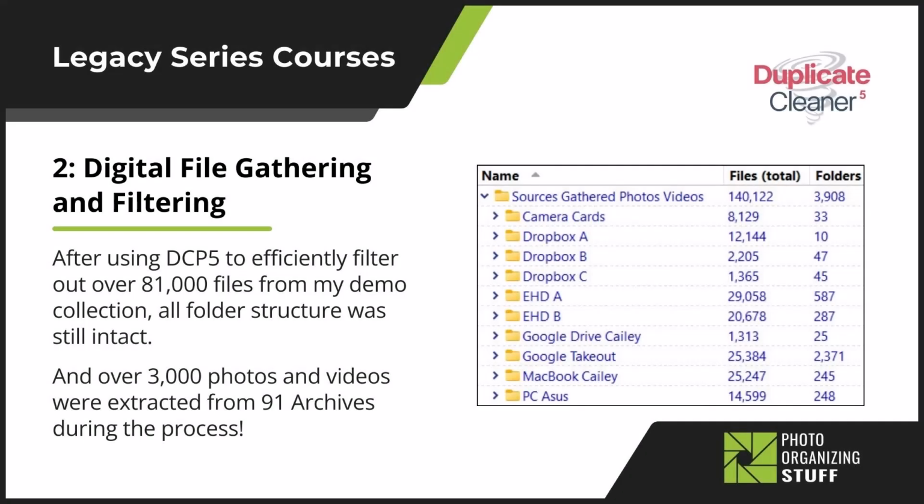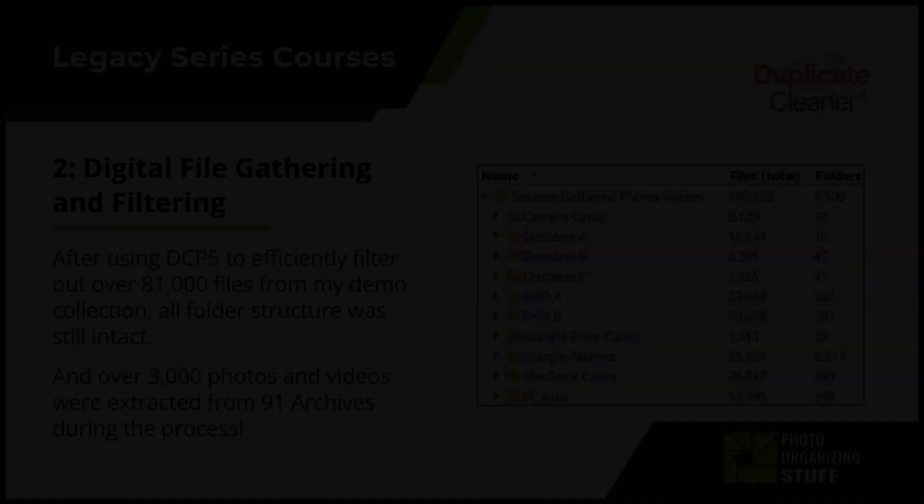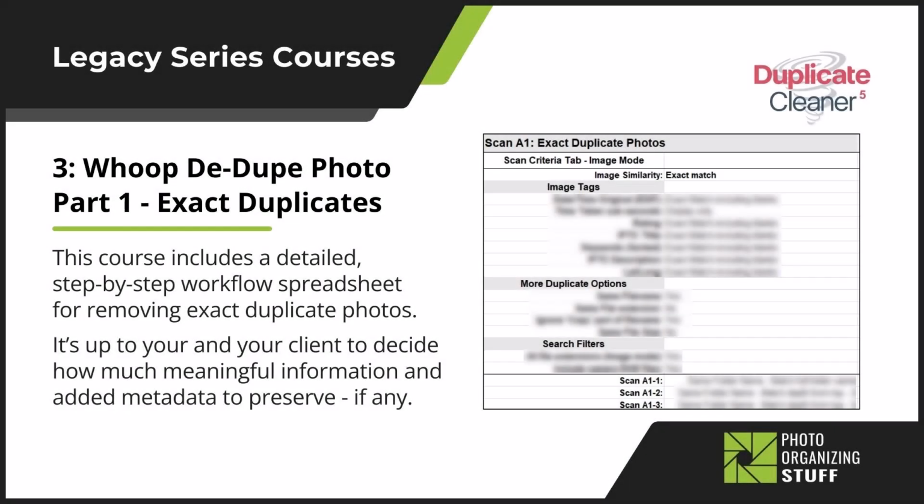After using DCP-5 to efficiently filter out over 81,000 files from my demo collection, all folder structure was still intact, and over 3,000 photos and videos were extracted from 91 archives during the process. Of course, you could navigate to those archives, extract them, then gather only the photos and videos, but that would take a lot longer.